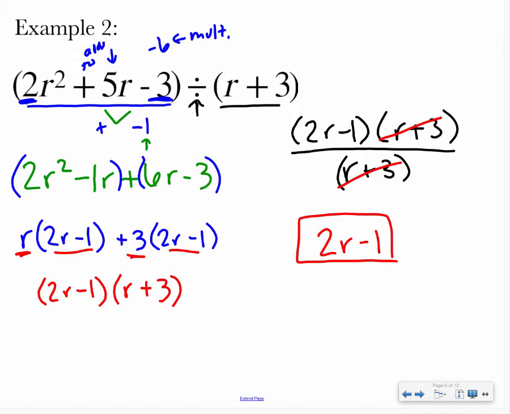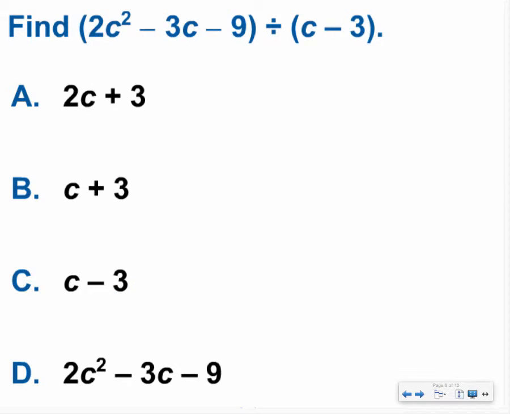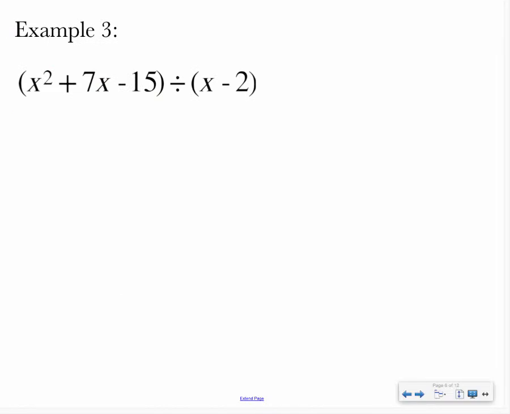Alright. Why don't you guys give this example a try and see how you do. Hopefully you ended up with 2c plus 3. If not, be sure to ask for help. I know this can be tricky at first. Okay? So don't be shy to ask.